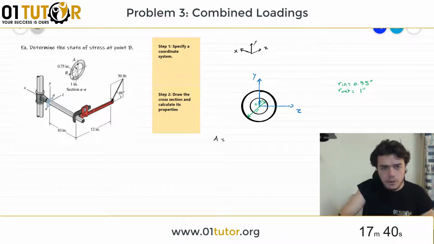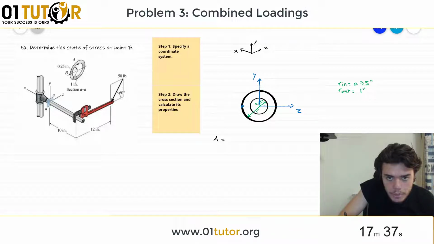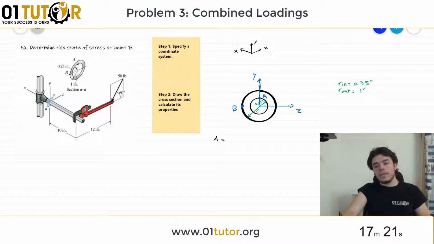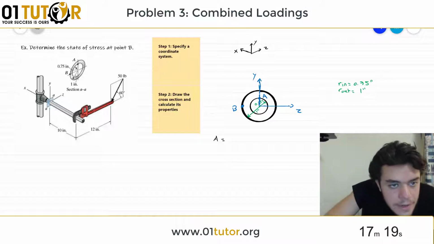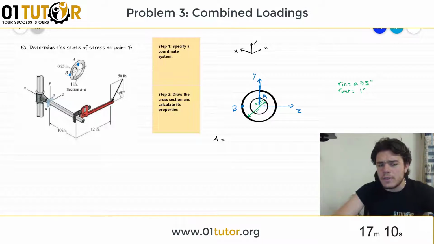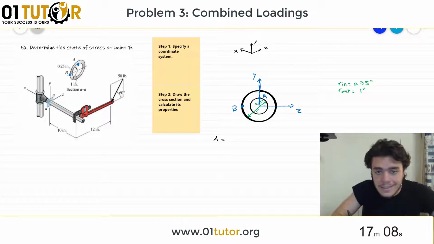And first, let's locate points B and A. This is going to be point B, and this is going to be point A, the one not at the top, the one that is on the inner circle. If you look at the 3D figure, this is point A, at the inner circle, while point B is at the outer circle. However, we're not asked to find the stresses at A. We're only asked to find the stresses at point B.